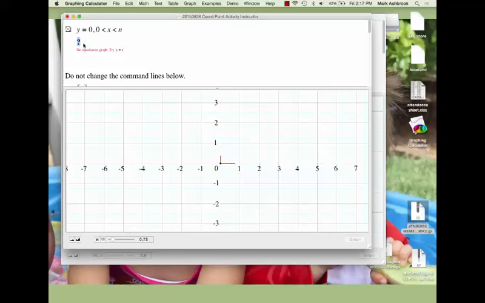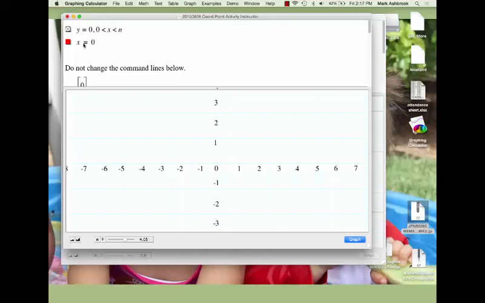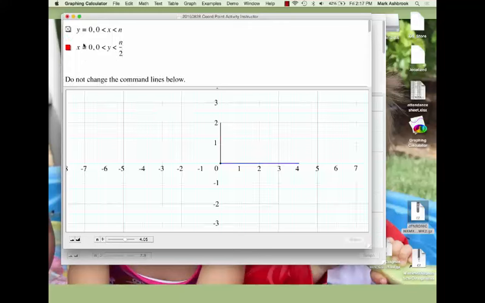Okay, how many people got it? The red. Good. So what's true about every point on the red line? X is equal to 0. And now we want to show all y values. We want all the points with y values from what to what? From 0 to half of n. And it should work. Okay, so now I'm going to show you something about the slider.